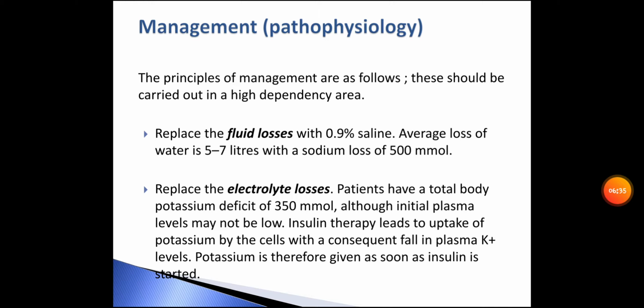Replace the electrolyte losses. Patients have a total body potassium deficit of 350 millimoles, although initial plasma levels may not be low. Insulin therapy leads to uptake of potassium by the cells with a consequent fall in plasma potassium levels. Potassium is therefore given as soon as insulin is started.